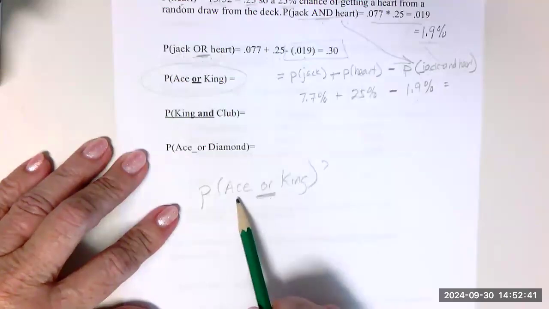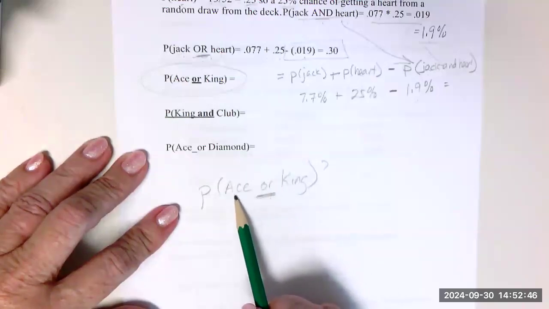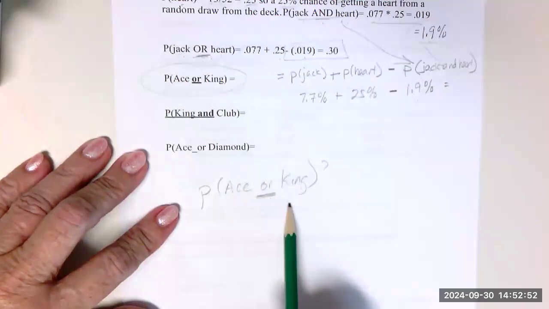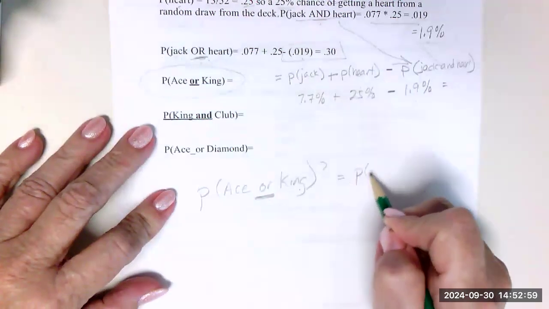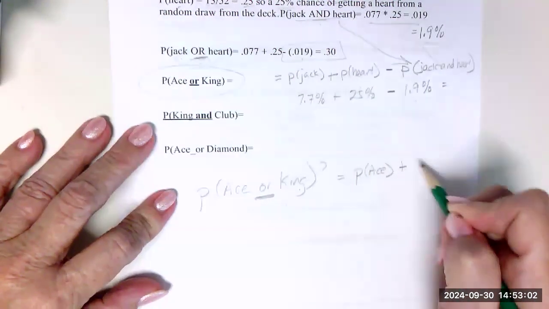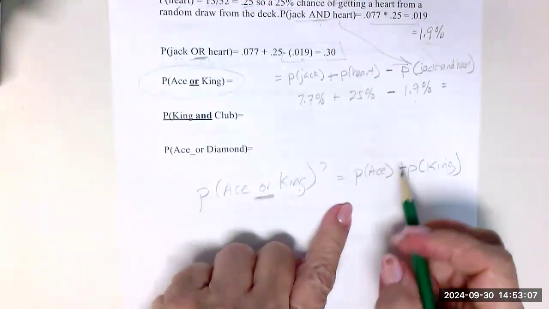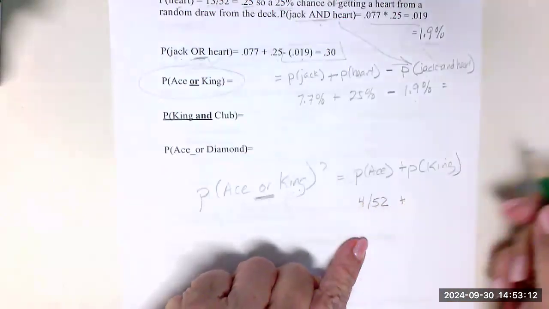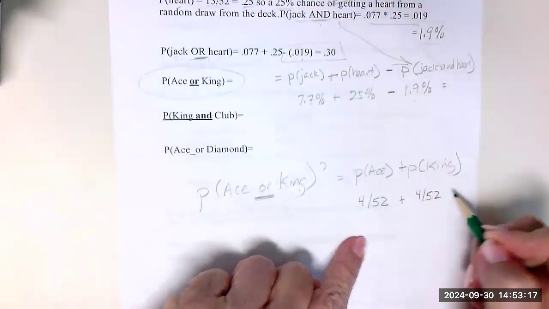Are they mutually exclusive, or can they happen at the same time? Well, you can't get any card in the deck that is both an ace and a king. So they're mutually exclusive. That means you just have to add these together. So it would look like this: probability of an ace plus the probability of a king. The probability of an ace would be 4 chances out of 52 possibilities, plus king, there's 4 of those, 4 chances out of 52 possibilities.